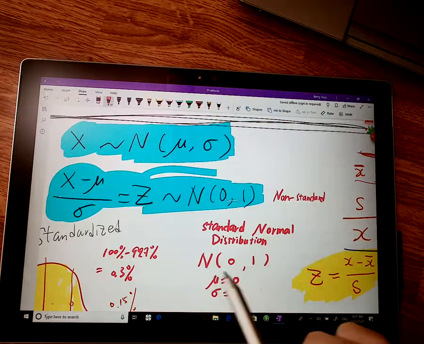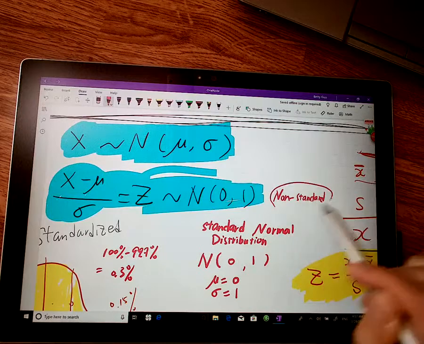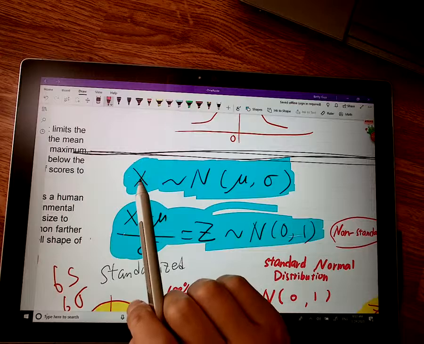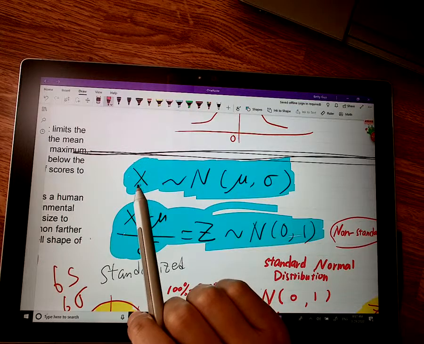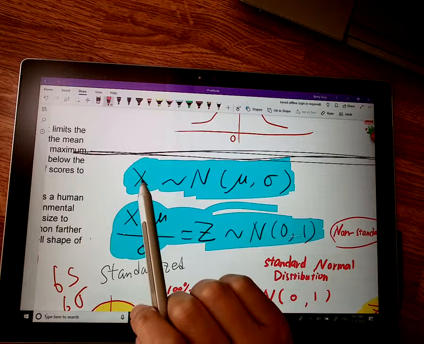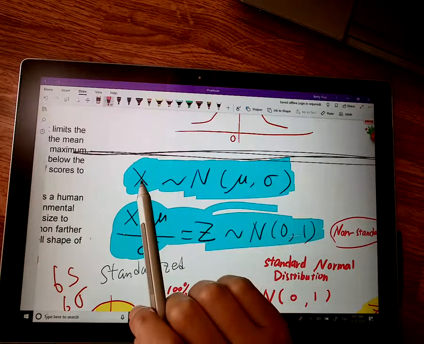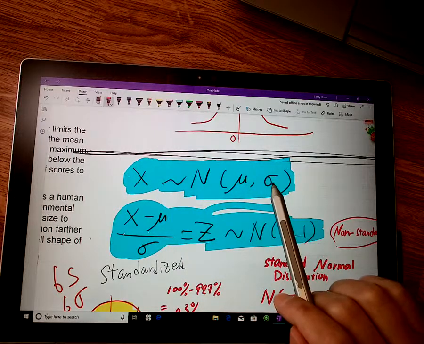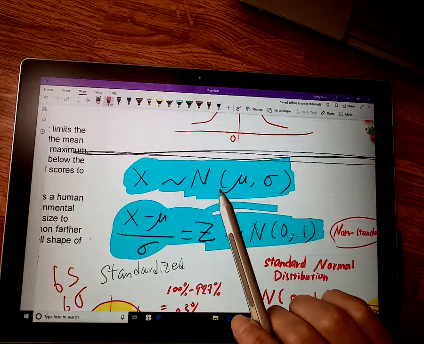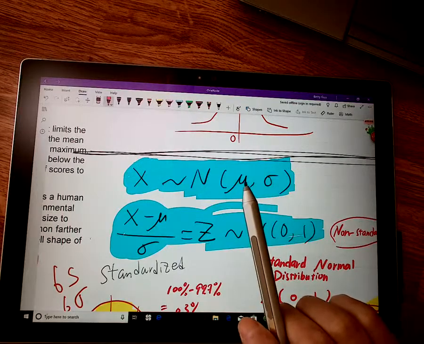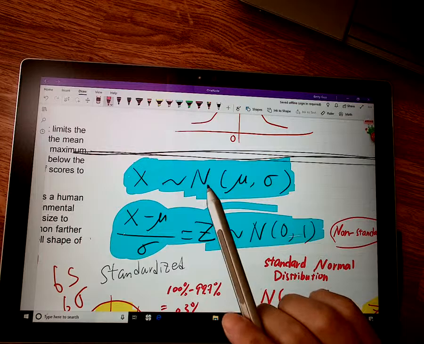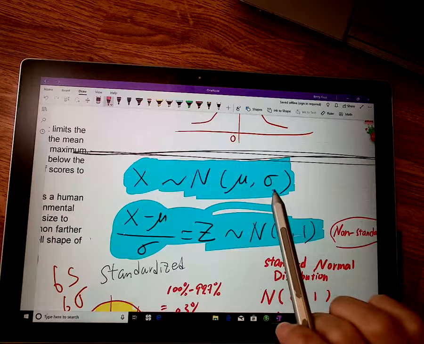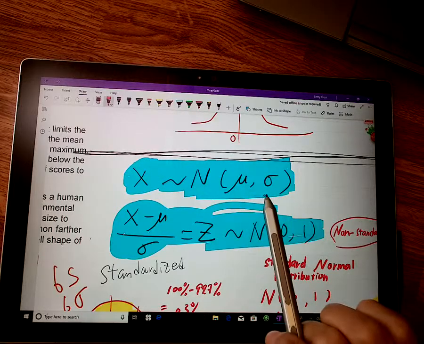If the normal distribution is not standard, then we call it a non-standard normal distribution. Let's say we have a population X. The random variable X here represents the population. We know that the population is normally distributed with mean mu, standard deviation sigma. Yes, the normal distribution has 2 important parameters. In a way, we can say the normal distribution is determined by the mean and the standard deviation.